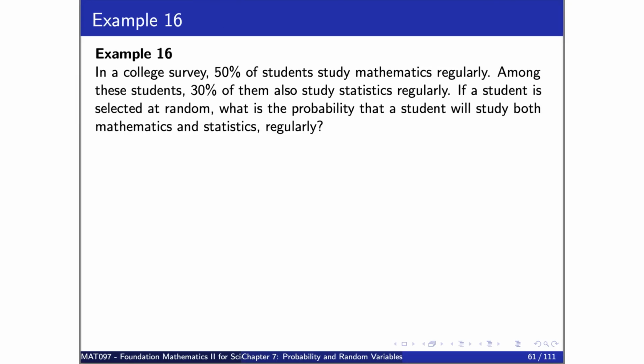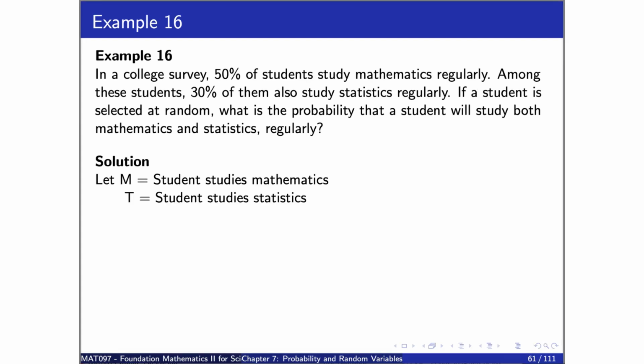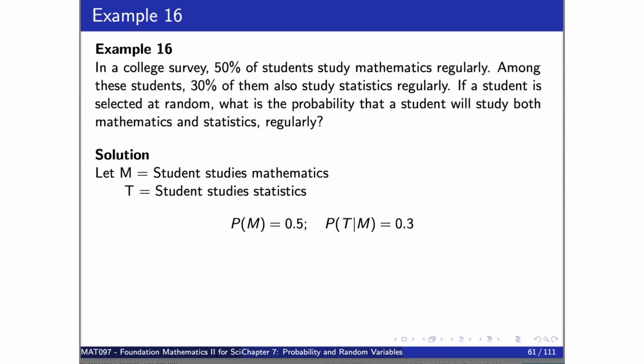Let's work through an example. In a college survey, we want to find the probability that a student, selected at random, studies both mathematics and statistics regularly. First, define M as the event a student studies mathematics, and T as the event a student studies statistics. From the problem, the probability of M is 0.5, and the conditional probability of T given M is 0.3.